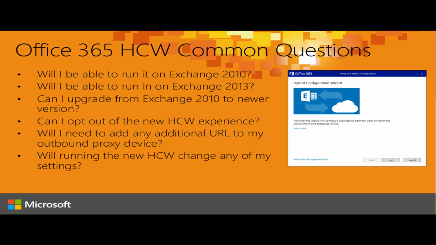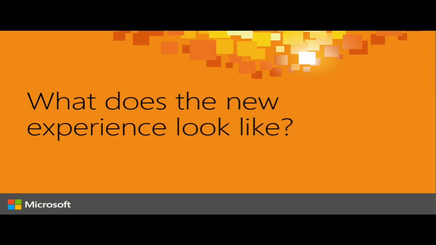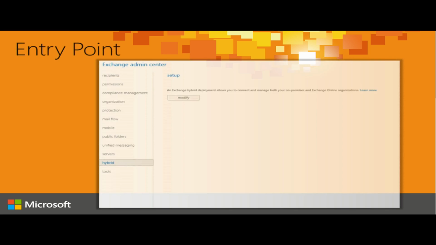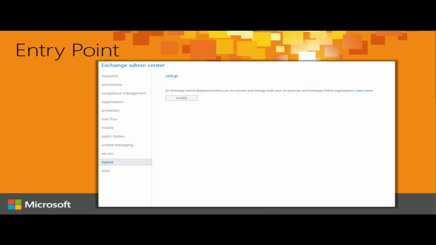Will running the new hybrid configuration change any of my settings? Of course, yep. If it doesn't change any of your settings, then it's broken. It has to change, right? The on-premises environment needs to have that federation configured. You need those send connectors in there. You need to have that org relationship with Exchange Online in there, right? Okay, so what does it look like? I'll show some screenshots here.